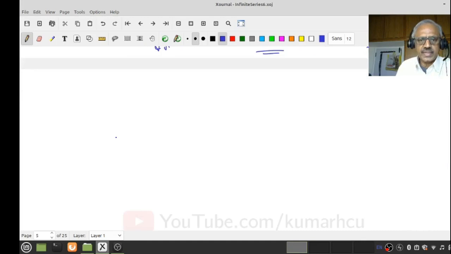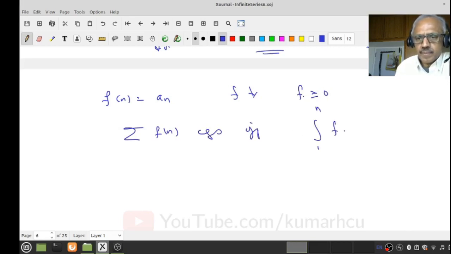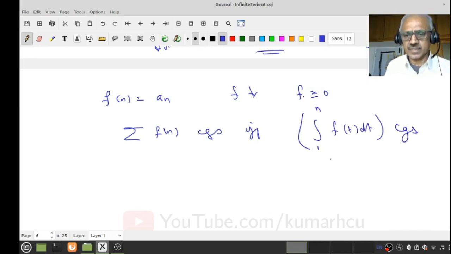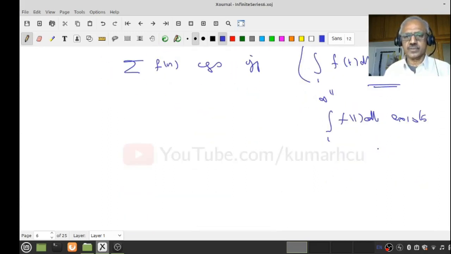So we have shown that if f of n equals an, f decreases and f is greater than or equal to 0, then the summation f of n converges if and only if the integral from 1 to n of f of t dt converges. This is the same as saying the improper integral from 1 to infinity of f of t exists. This convergence and the limit is denoted by the integral from 1 to infinity.